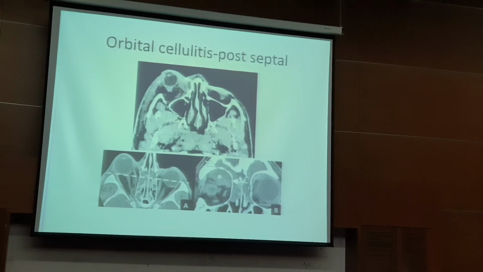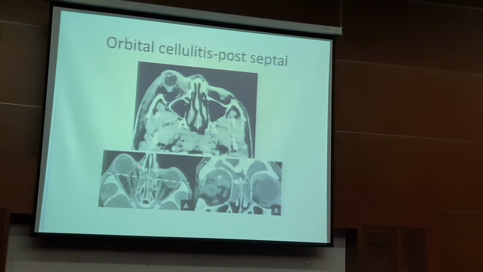Orbital cellulitis is another complication. Two patients. This is, I think, a 63-year-old man with sarcoidosis. And here you can see that there is a ring enhancing lesion within an expanded nasolacrimal duct. And you can see that there is soft tissue enhancement within the post-septal area of the orbit with some ring non-enhancing area, which is an abscess. So this is a post-septal cellulitis.